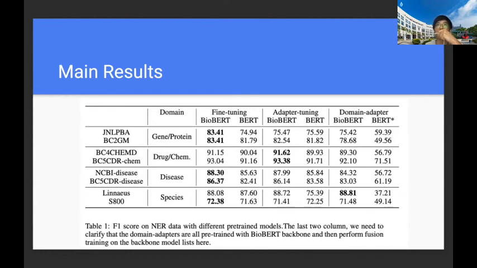And thirdly, in the gene, protein, and drug chemistry and disease domains, we can see that the adapter tuning approaches actually outperform a domain adapter. But for the species domain, a domain adapter outperforms adapter tuning. And since the first three domains have more data than the last one, we assume this is due to the difference in dataset sizes. A domain adapter approach is more preferable when the training data is limited. This is reasonable since domain adapter can better utilize the domain prior, which makes up for the lack of training data to some extent.